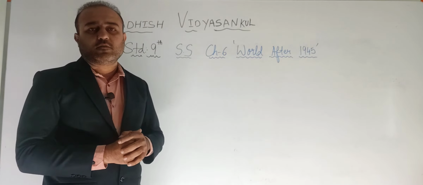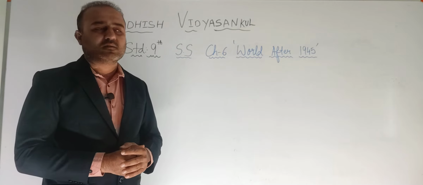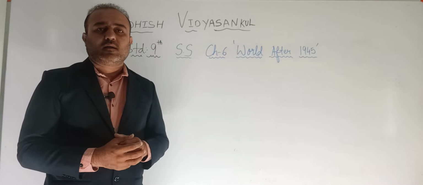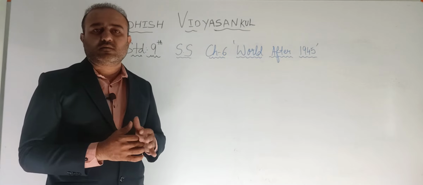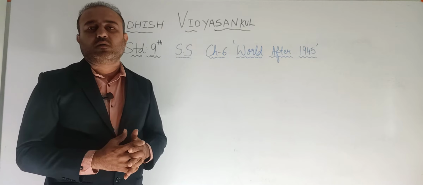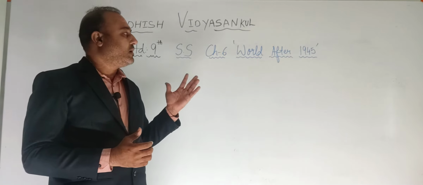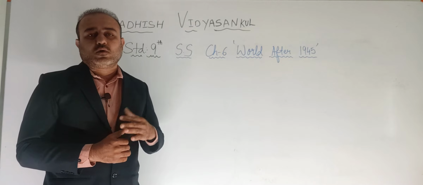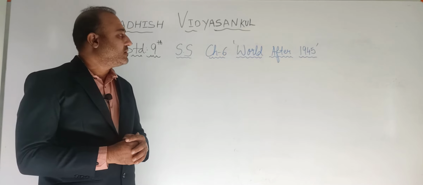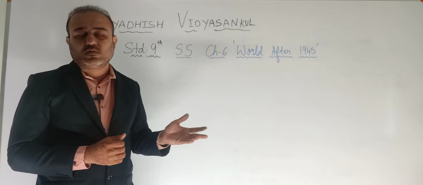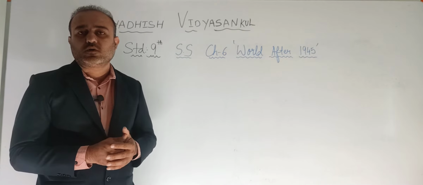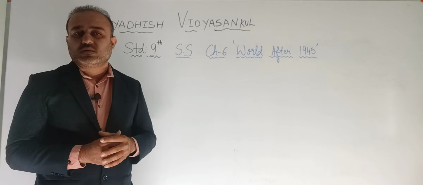Our today's topic for your Standard 9 Social Science is chapter number 6, and already we have studied two parts of this chapter, and this lecture is going to be your third and the final lecture for this chapter. So already we have studied the introduction of this chapter, in which we had seen how the World War took place, World War I and World War II. What were the consequences of it?